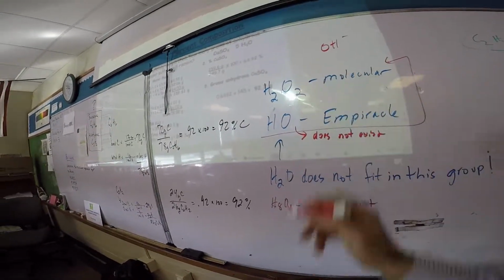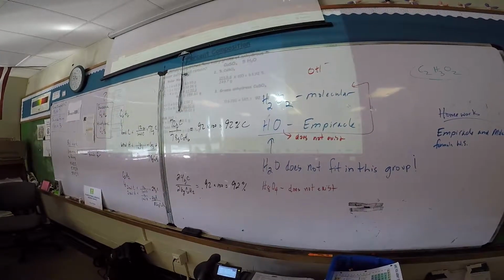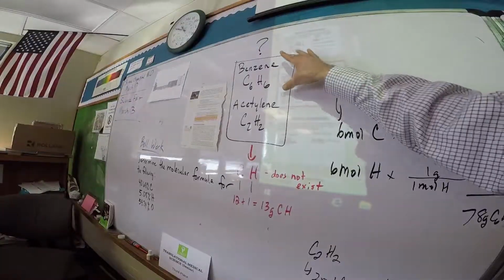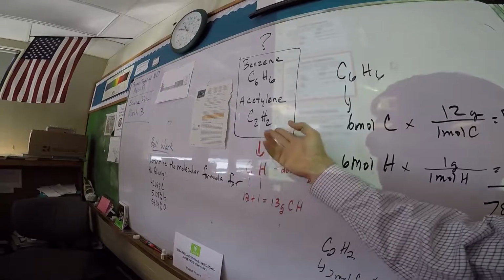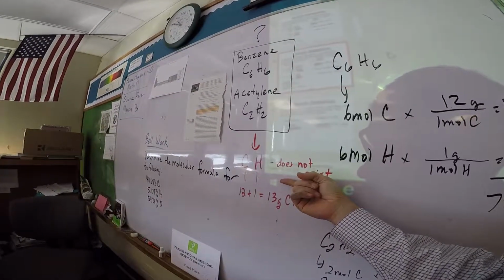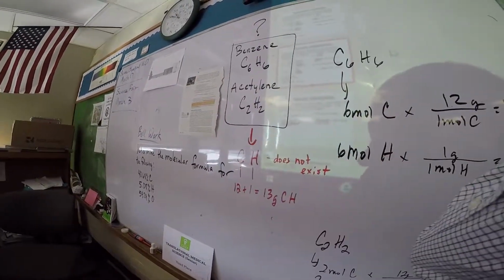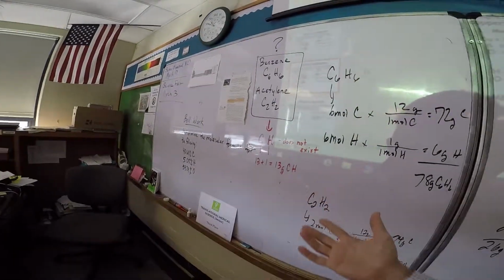But we'll solve for the empirical because the empirical is going to help us determine what the unknown formula is. So we're going to show you that here in just a second. Benzene and acetylene. CH is the empirical here, another example of one that does not exist. Now when I was in college and they were telling me about things that do not exist and how they're important, it kind of went over my head a little bit. But once you start studying a little bit more, oh yeah, that makes sense.